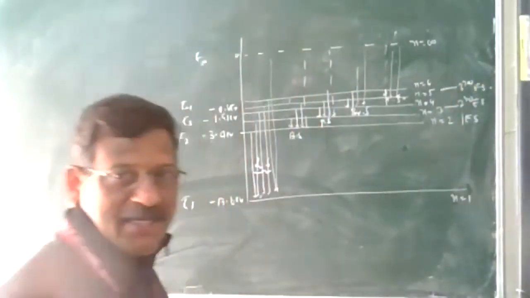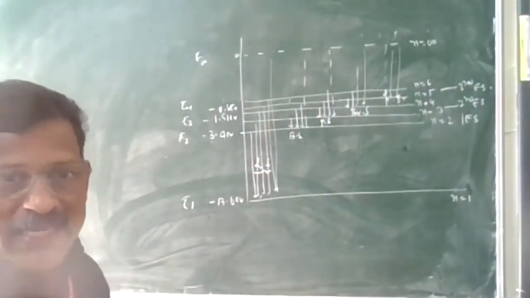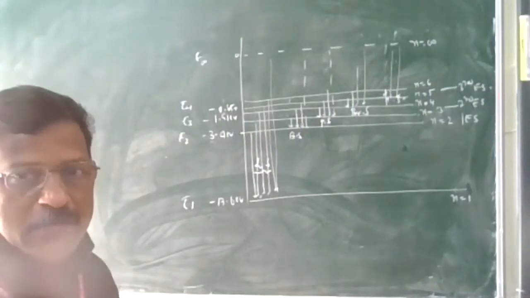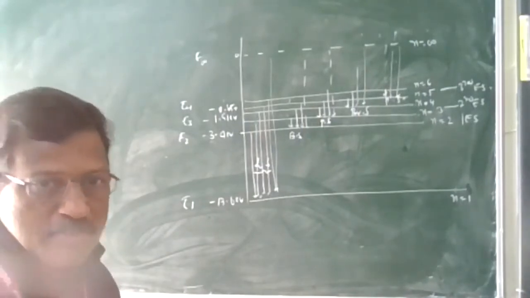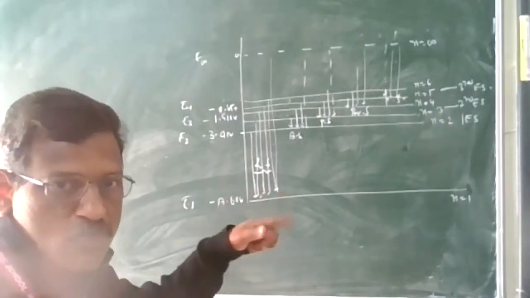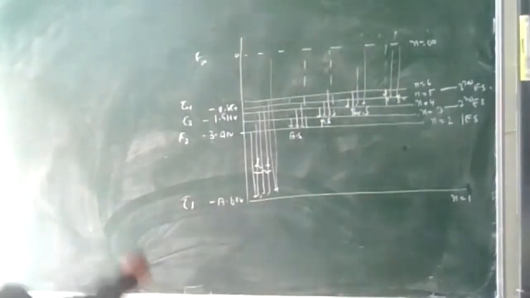So first excited state means N equal to 2. Second excited state means N equal to 3. So that point is very important. Ground level is taken as N equal to 1. So to take an electron, especially from hydrogen, from the first orbit to the second orbit, what is the excitation energy? Energy difference.